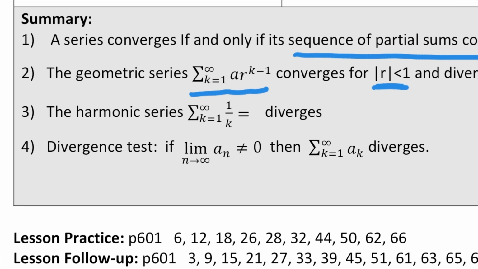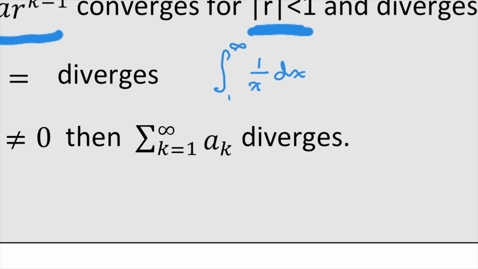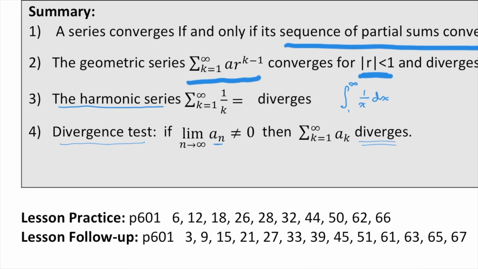For your harmonic series, your special series, you have 1 over k, and that is always going to be divergent. I don't know if you remember, but when we did the integral from 1 to infinity of 1 over x dx, that was also divergent. No, that's not a coincidence. You have a divergence test now. If you take the limit as n goes to infinity of the nth term of your series, and it does not equal 0, then we know that your infinite series will diverge. All right, so you now need to do a lot of practice.